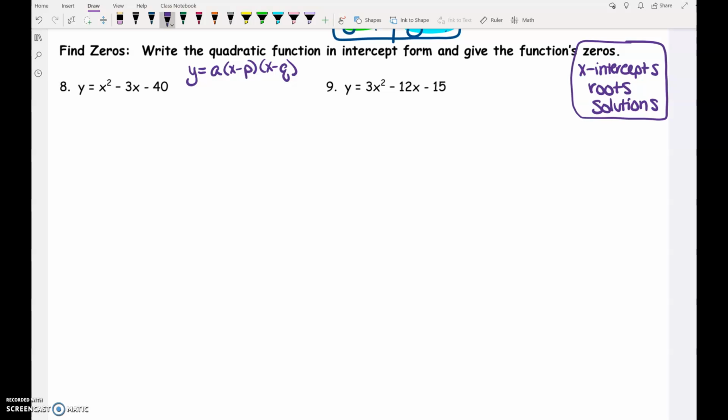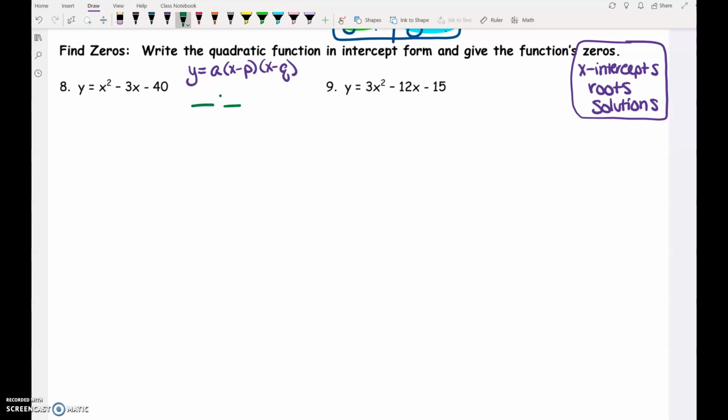To write a quadratic function in intercept form, you are basically factoring. So ignore the y equals, or if you want to, put 0 equals in its place. Take a look at x squared minus 3x minus 40. Do those three terms have anything in common? No. Nothing but a 1, so pretty much no.